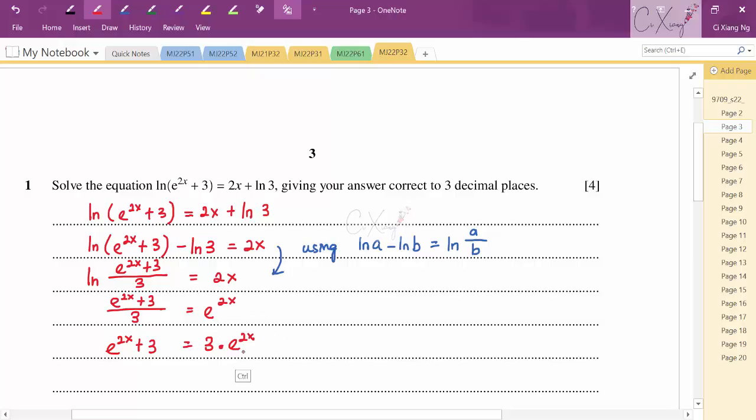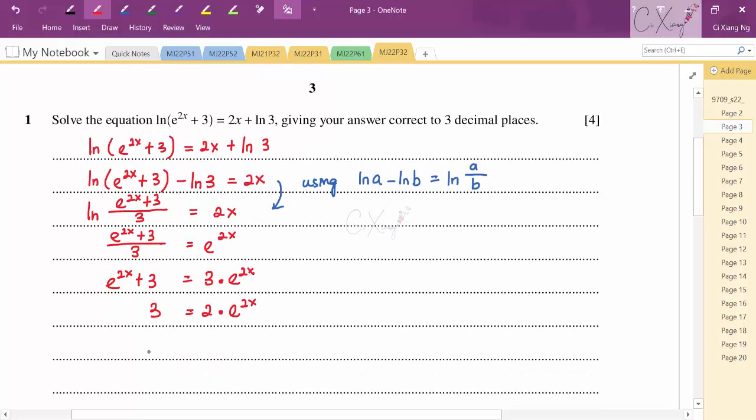You can assume that e2x is an apple. So you have 3 apples here, and 1 apple here. If I bring the 1 apple over, it becomes minus e2x. So 3e2x minus e2x gives 2e2x. If I continue further, I bring all the numbers to one side where I get 3 over 2, and I take ln both sides so that I can get the value for x.